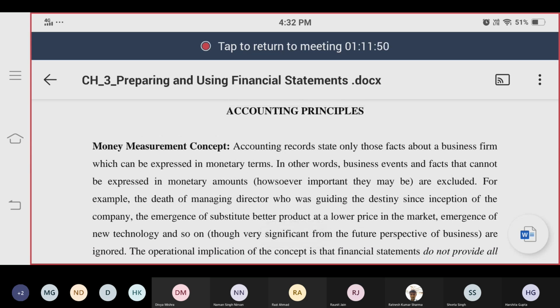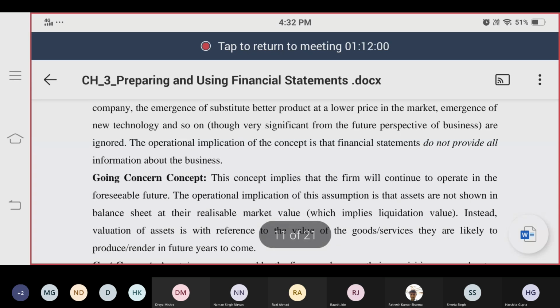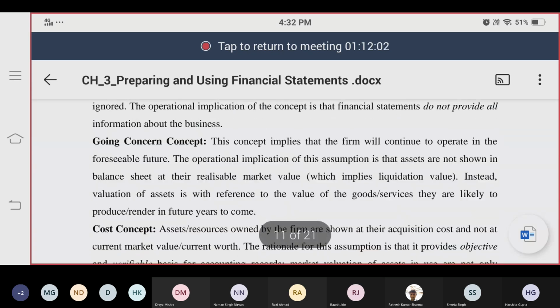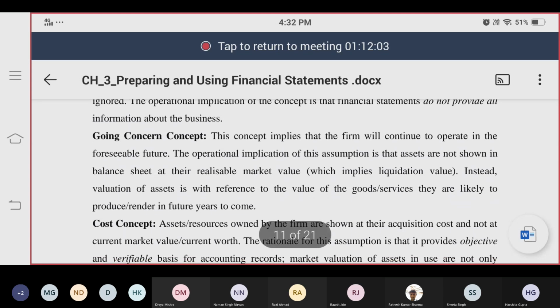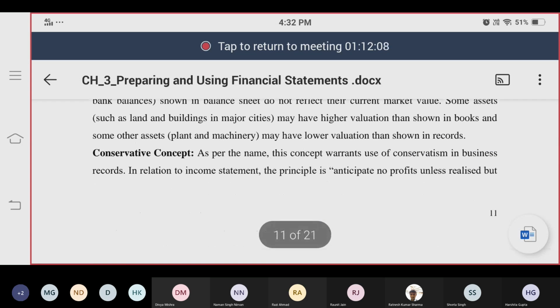These accounting principles, if you remember, students, we have already done. So I'm just going to scroll through these. Harshita, can you slowly scroll through the accounting principles? Money measurement concept, going concern, cost concept. We have already done all of this.